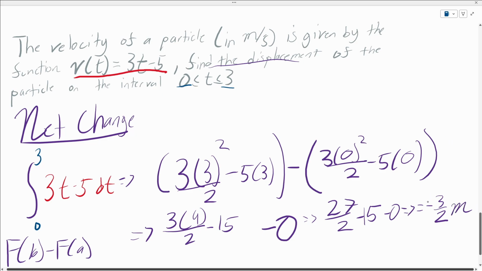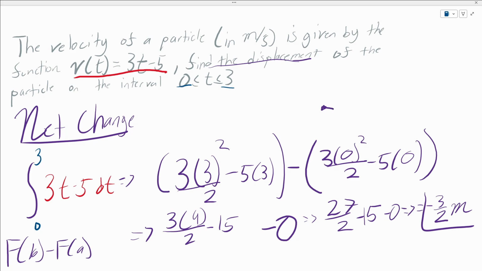And so let's try to interpret this answer. Is it correct? Is it not? It's a negative. What does that mean? So we were asked for displacement, not total distance. So we know our displacement can be negative. So that just means our particle, whatever path it went along, ended up behind the point where it started. And in our case, it ended up 3 halves meters away from where it started. So that's why our answer is negative, but it's okay to have a negative displacement.